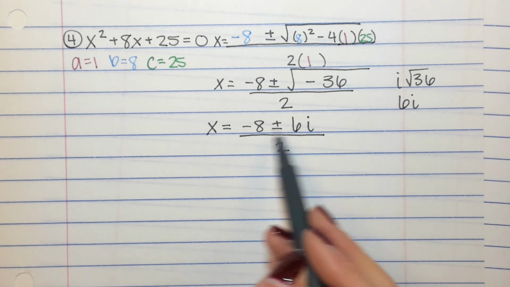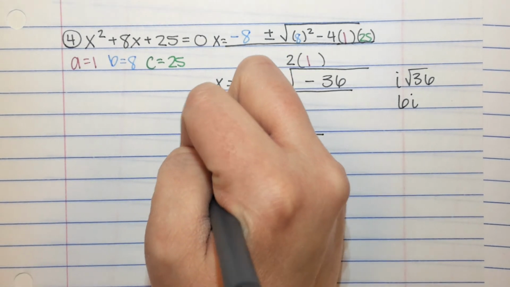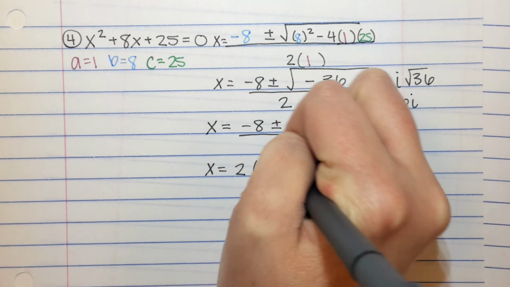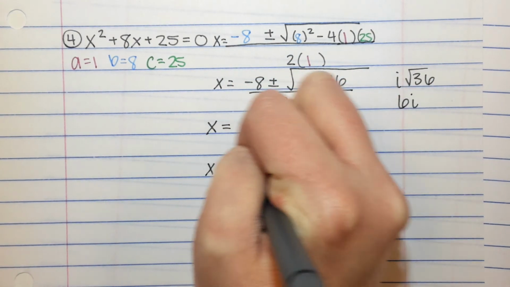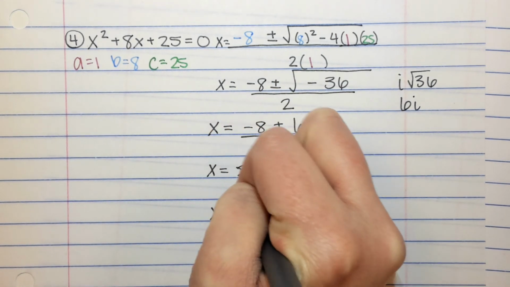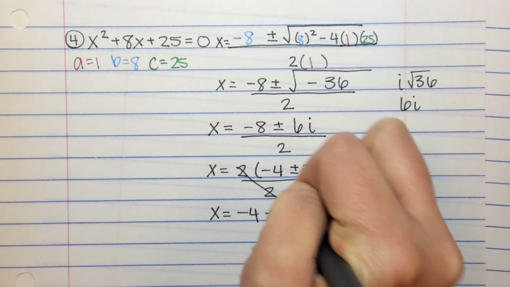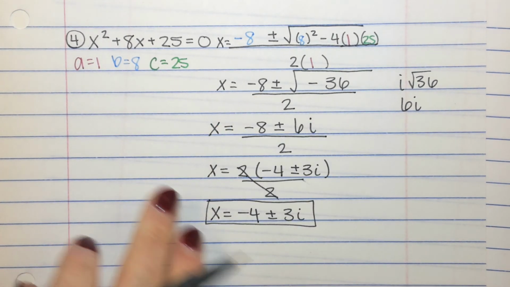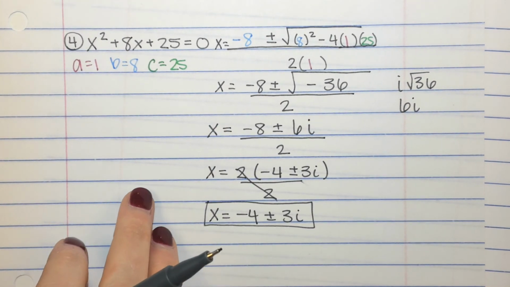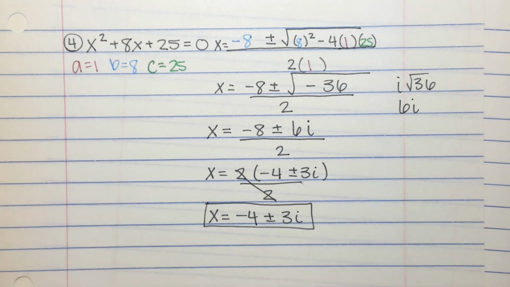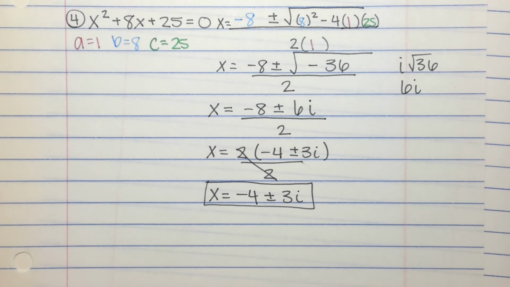Now I can do what I did earlier. All of these are even, so I'm going to pull out my greatest common factor of 2. That leaves us with negative 4 plus or minus 3i all over 2. Those divide out, and we're left with negative 4 plus or minus 3i. Okay, now, I know that that's a little bit different. You're doing a few different things, but you should be able to do your example in Math Excel just like this one. You'll just have different numbers to use.